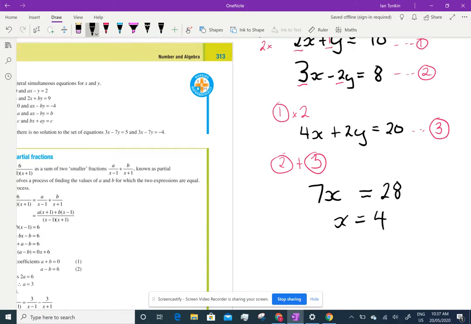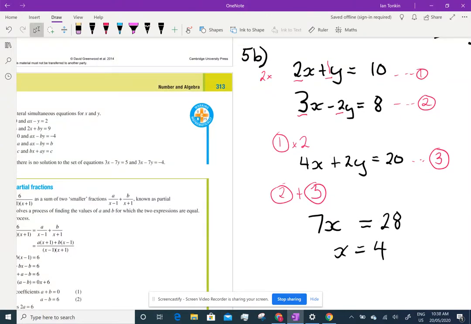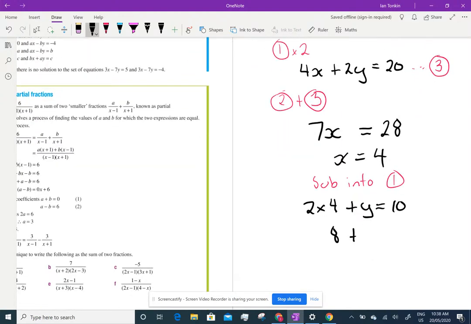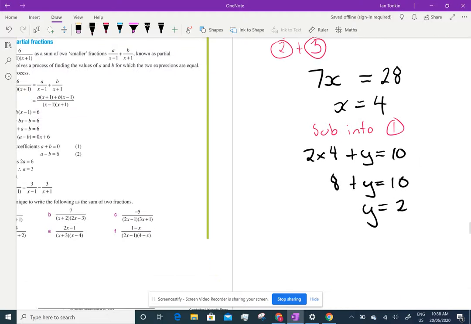Now I have to get the second variable. Now I can substitute it into equation number 3, 2 or 1. The simplest one is going to be equation number 1. So I'm going to sub this value into equation number 1. And what do I get? I get 2 times the x value, which I have is 4, plus y equals 10. That gives me 8 plus y equals 10. Subtract the 8, I get y equals 2. Now, I have a possible solution, 4 and 2.